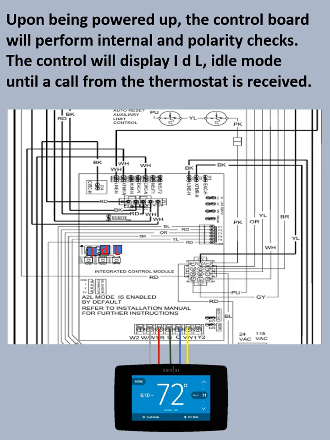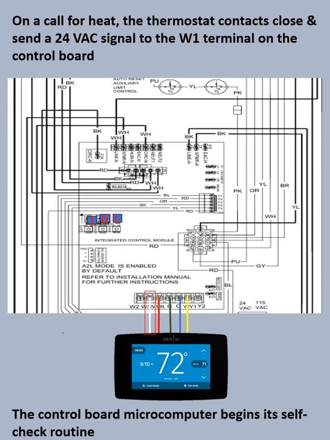Upon being powered up, the control board will perform internal and polarity checks. The control will display IDL, idle mode, until a call from the thermostat is received. And you see the idle on the 7-pin segment boards there, little LED boards. On a call for heat, the thermostat contacts close and send a 24-volt signal to the W1 terminal on the control board. The control board microcomputer begins its self-check routine.